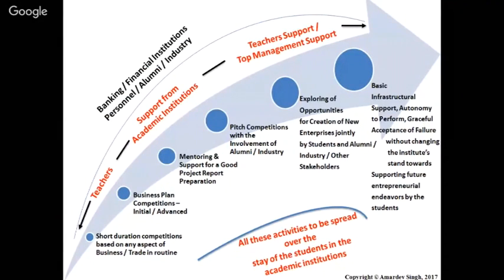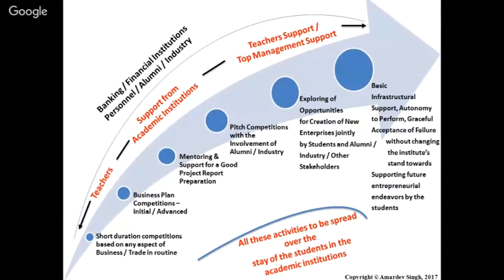There is another aspect: promoting entrepreneurial activity in non-academic institutions. It can be exploring opportunities for creation of new enterprises jointly by students, alumni, industry, and other stakeholders. Last, what I am talking about is basic infrastructural support and autonomy to perform, meaning you have to allow your people to work in their own way.